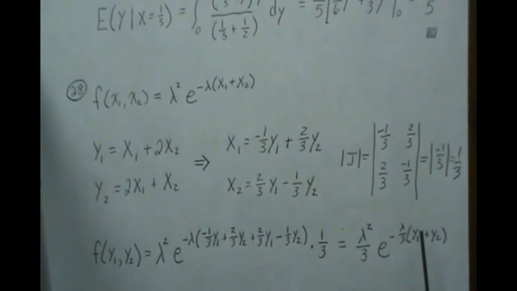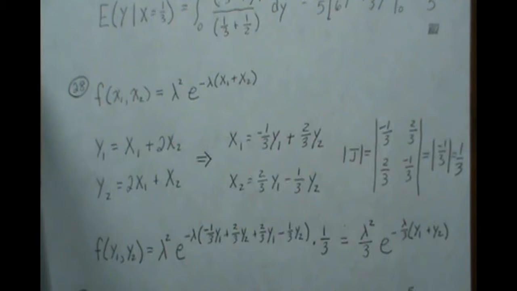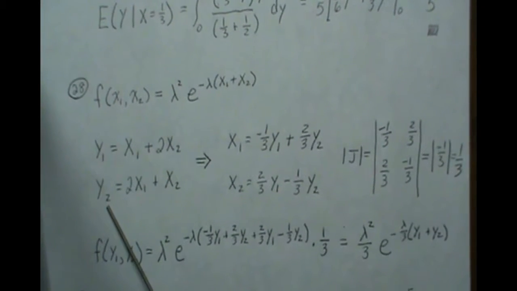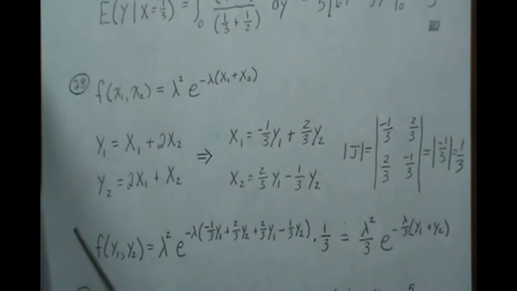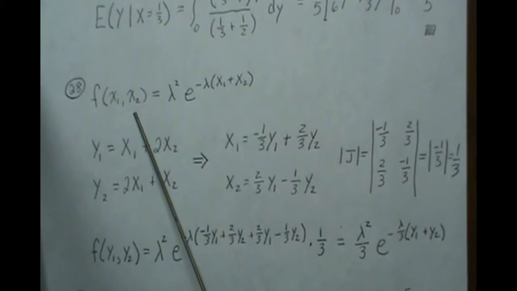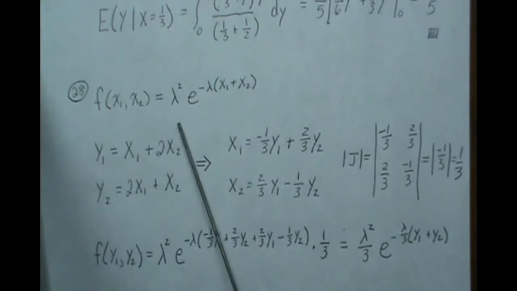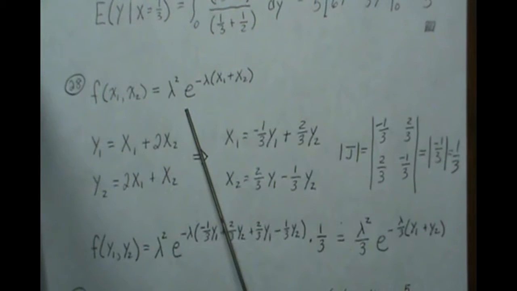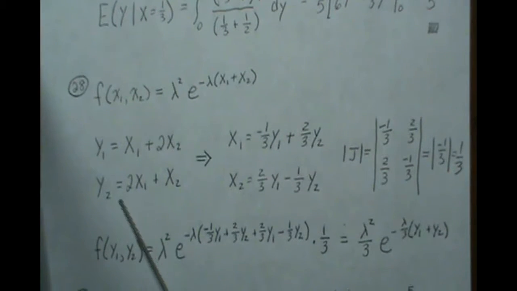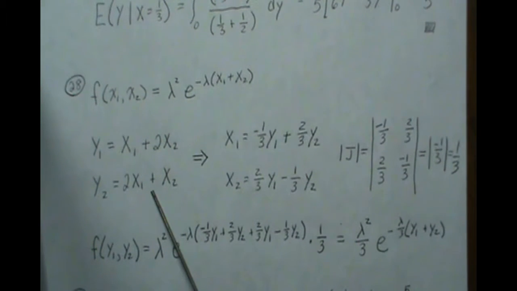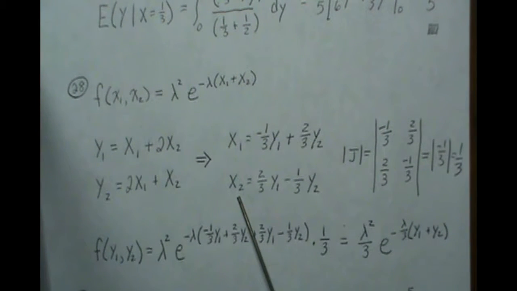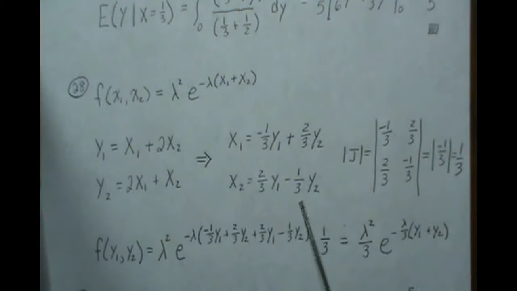Number 28, we're asked to find the joint density of y1 and y2. And we're given that x1 and x2 are independent. So the joint density for x1 and x2 is the product of those two densities, which then gives us this. Now to complete the transformation, this is what we're given. So then you can sort of back solve this for x1 and x2, and you get these equations.